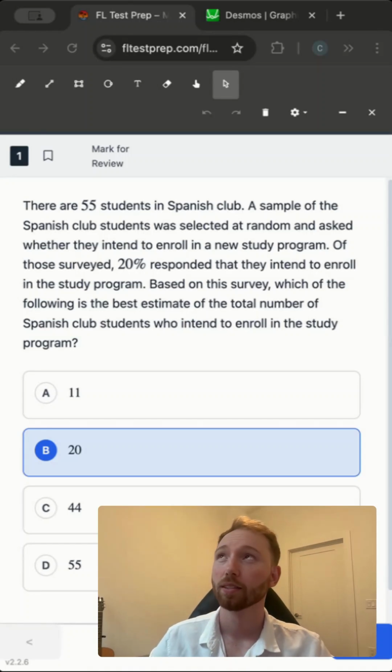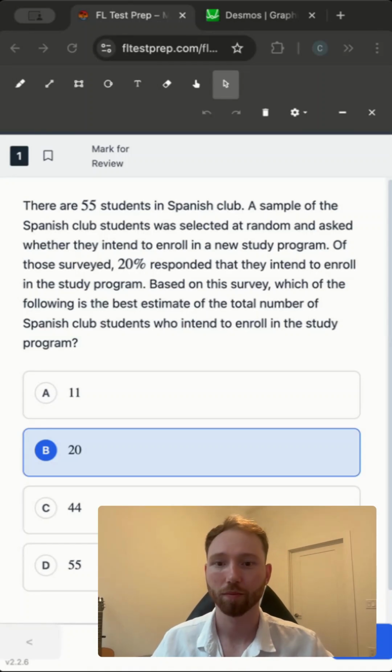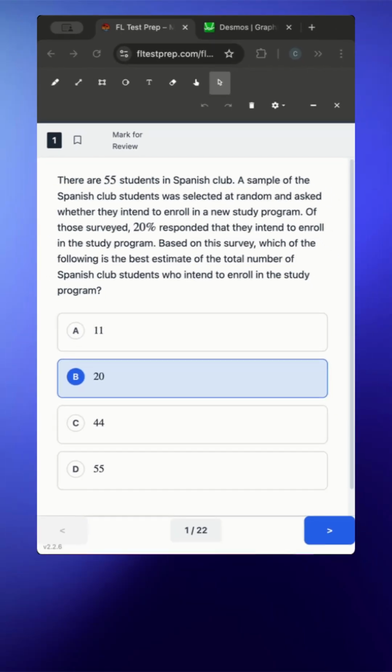All right. Can you solve this percents question? Can you solve this SAT percents question? Let's take a look.